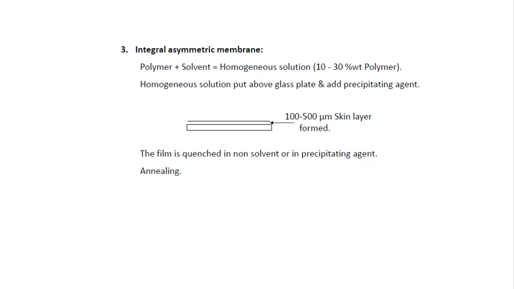So pores can be controlled in two different ways. First by controlling the concentration, and second by controlling the precipitation rate. So if you control the precipitation rate, you can easily control the pores.